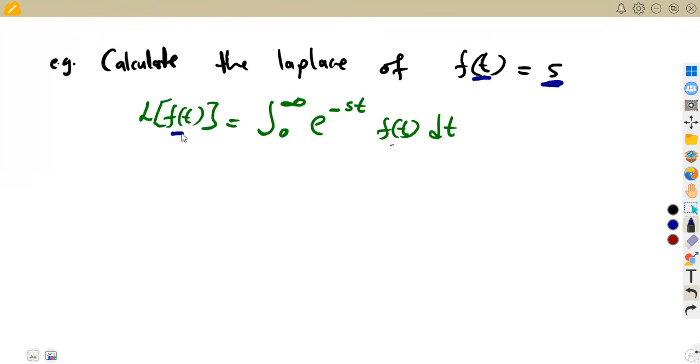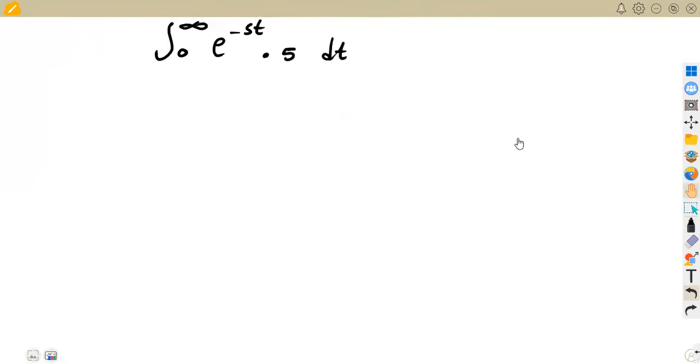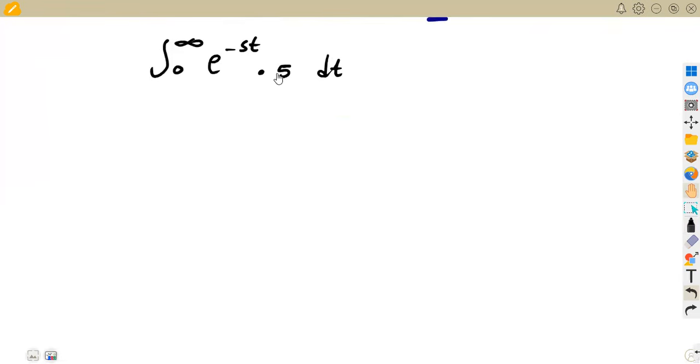So meaning to say we are talking about the Laplace of 5, whereby f of t is going to be 5. So this whole question that we are given, they are simply asking us to integrate e to the exponent of minus st, multiplied by f of t, which is 5, with respect to t. So that's it. Once you are given this, guys, you are done. You integrate. This is the Laplace of 5.